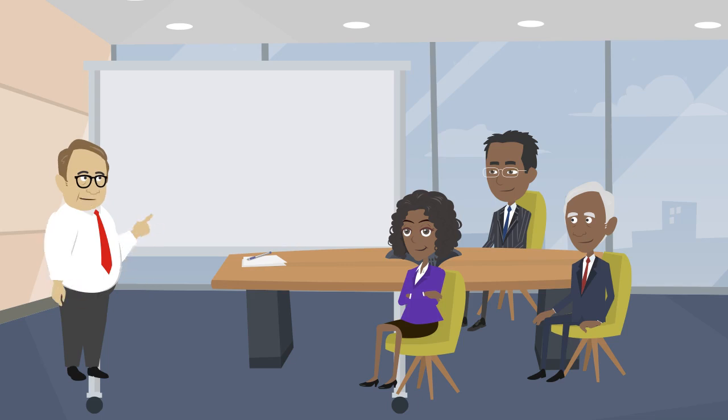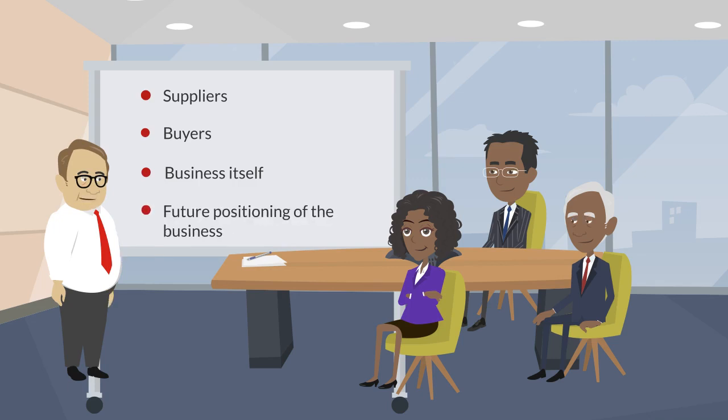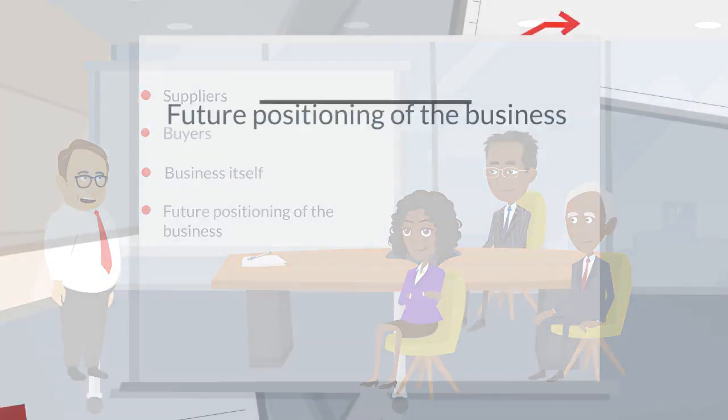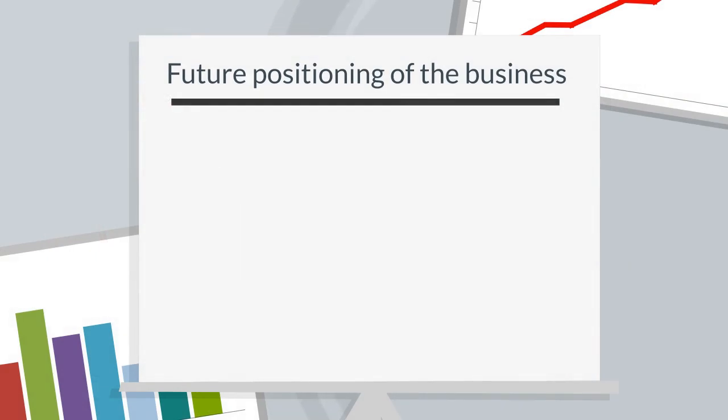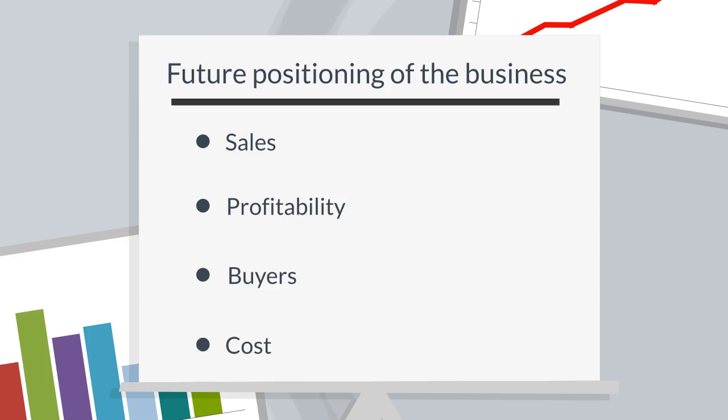So what Spectate does is it gives us a framework to analyse the environment surrounding an industry, a business that we are looking at. And that will have an effect on their suppliers, their buyers, and the business itself. This will ultimately have an effect on the future positioning of the business. So remember, we are always looking at what will affect future. What will affect future sales? What will affect future profitability? What will affect future buyers? Because remember, the ultimate risk is buyers. What will affect future costs? Very often, it's in Spectate.